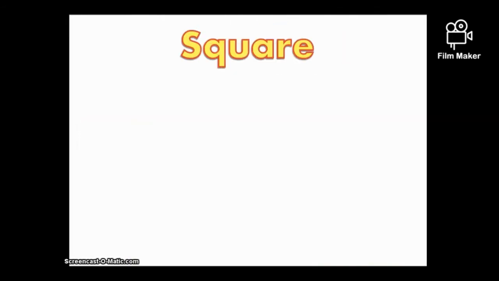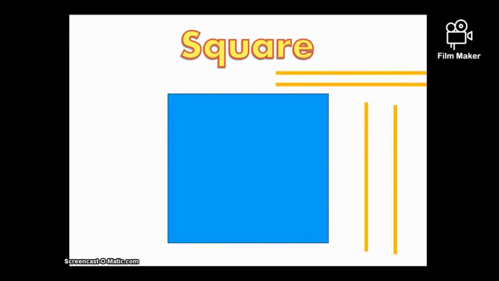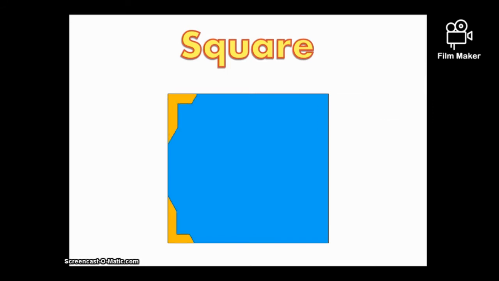So our first quadrilateral is a square. 1, 2, 3, 4 sides, making it a quadrilateral. Then two different sets, right here and right here, of the sides are parallel lines. Also, if we were to take off the sides and put them side by side, they would all be exactly equal. Finally, squares have four angles, and every single angle is a right angle, making that L shape in the corner.